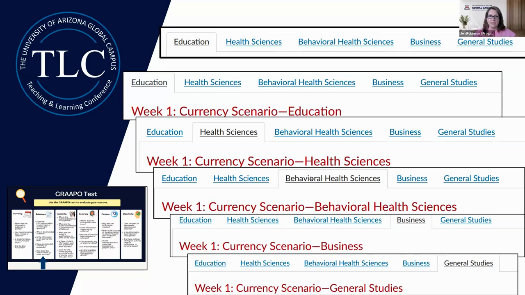So education, health sciences, applied health sciences, business, and then general studies for students who may not feel like they fit one of those specific pieces. But now we're going to take them into really thinking about how these pieces of information literacy are connected to their specific major. Next slide, please. So here's an example.